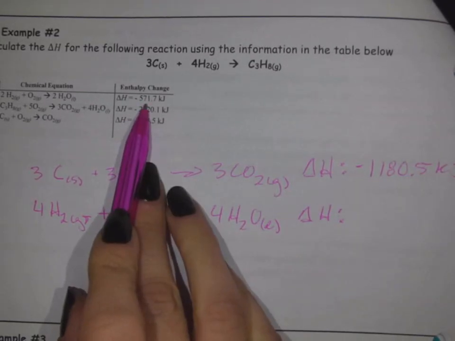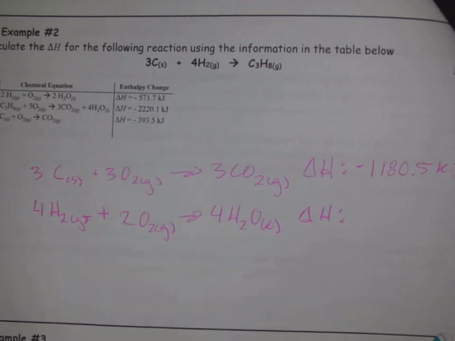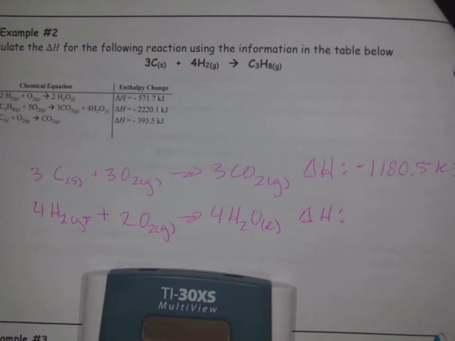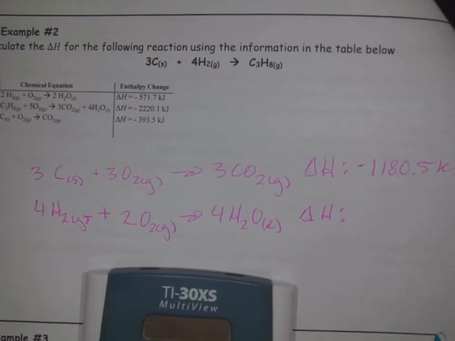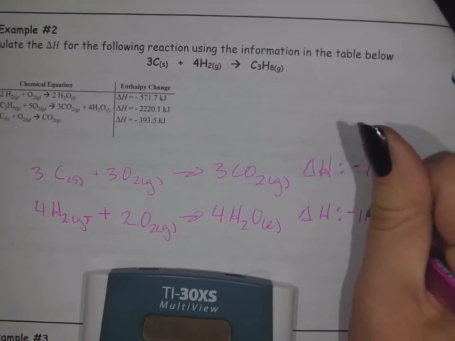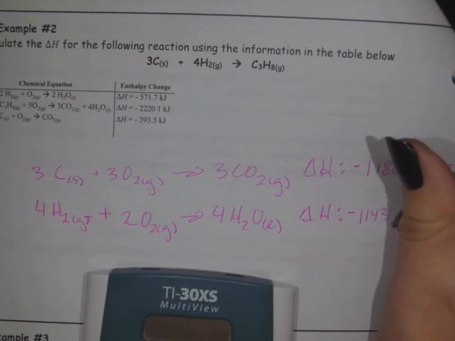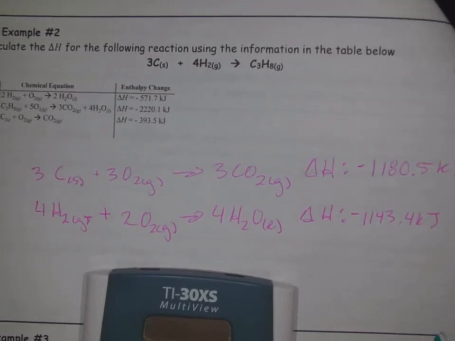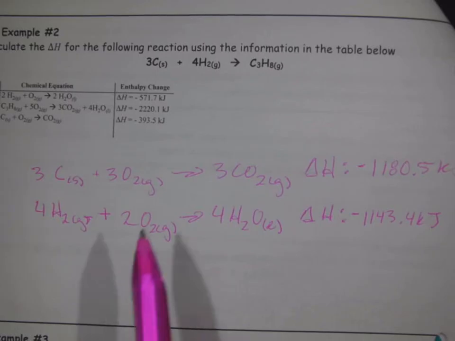I did not take the reverse of the reaction, but I did double the reaction. So I'm going to take this negative 571.7 and I'm going to times it by 2. Negative 1143.4 kilojoules. Great. Now I'm going to look at my products.